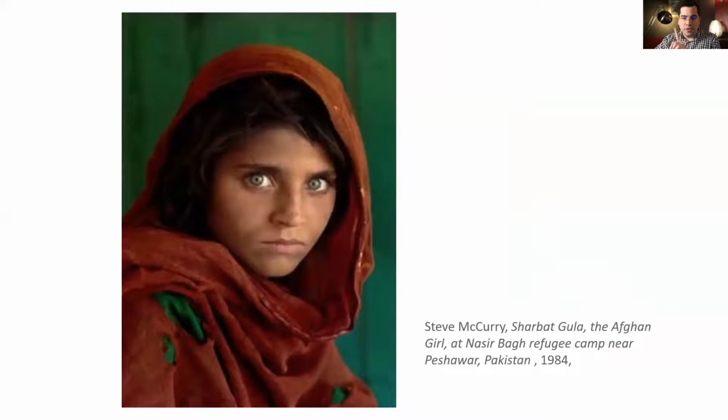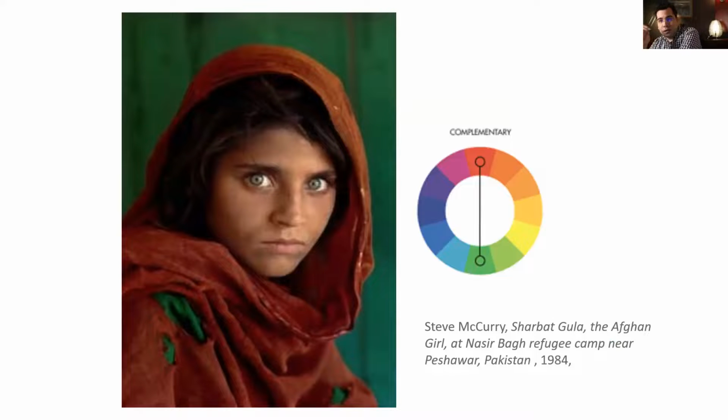Now, over here, this is a very popular, very famous example. We've seen it before a couple of times. It is called the Afghan Girl. That is the name of the image. And what are we seeing here? I accidentally skipped a couple of slides, so you actually saw that, but we're seeing complementary. And that complementary is exactly what you see on that color wheel.